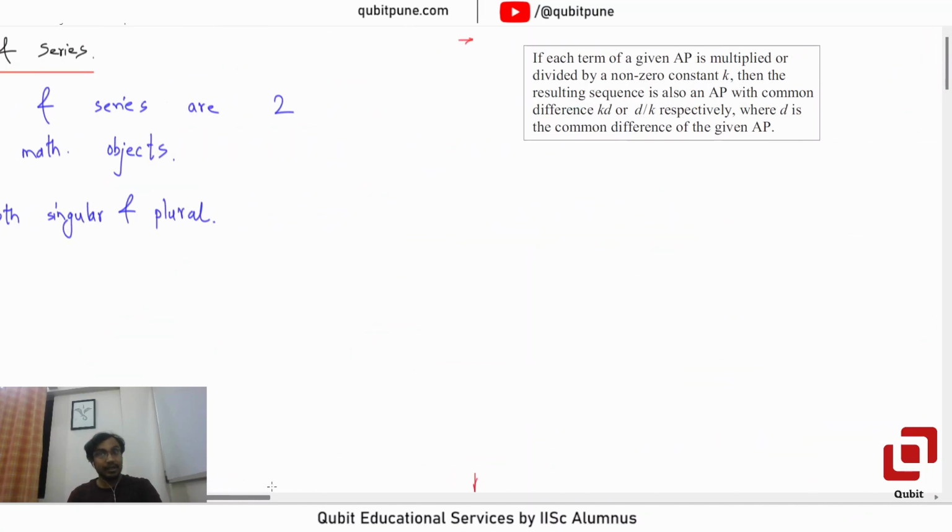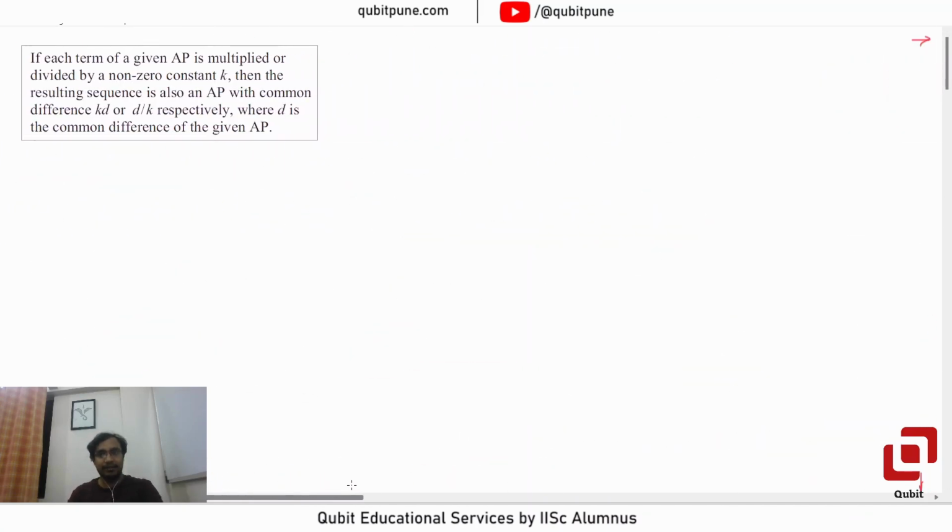Next result is multiplication. What happens if you multiply every term by some number? If each term of a given AP is multiplied or divided by a non-zero constant k, then the resulting sequence is also an AP with common difference kd or d upon k respectively, where d is the common difference of the given AP. I think this is also simple.